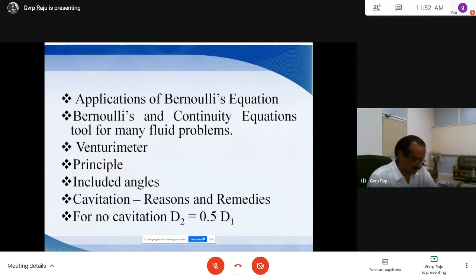The first one is the venturi meter. The venturi meter is a device which is used for measuring the rate of fluid flow through a pipe. Important objective type question: what is the purpose of the venturi meter? The venturi meter is a device which is used for measuring the rate of flow through a pipe. So this gives the discharge in meter cube per second, which is used for measuring the rate of flow of fluid through a pipe.